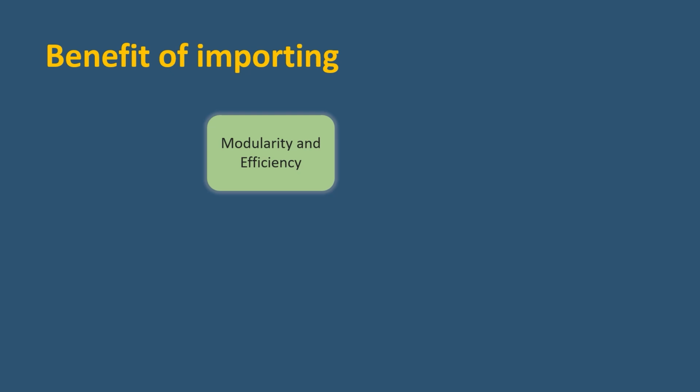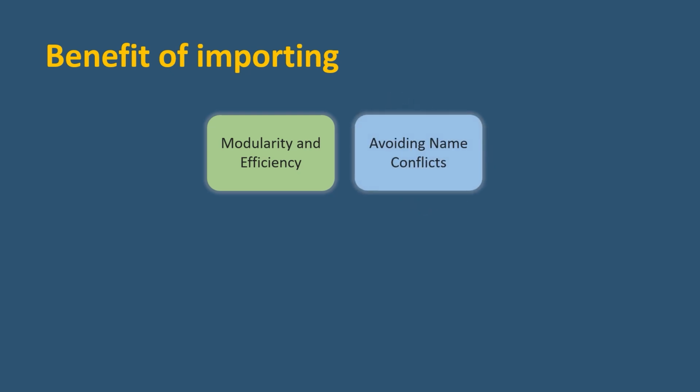If all modules were loaded automatically, it would waste memory, especially for large libraries with many functions we don't need. Avoiding name conflicts. Without explicit imports, Python would have to search through all modules, which could lead to naming conflicts. By importing only the required modules, we avoid ambiguity and conflicts.